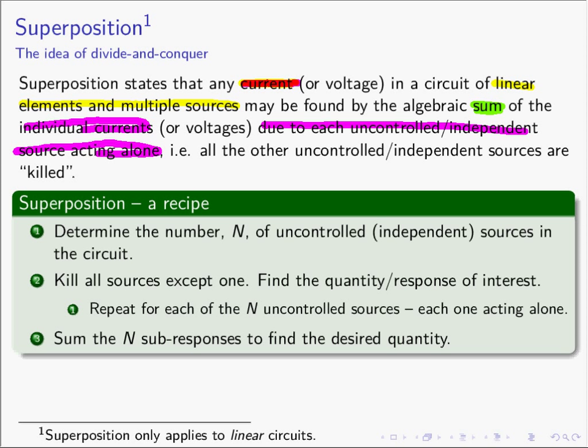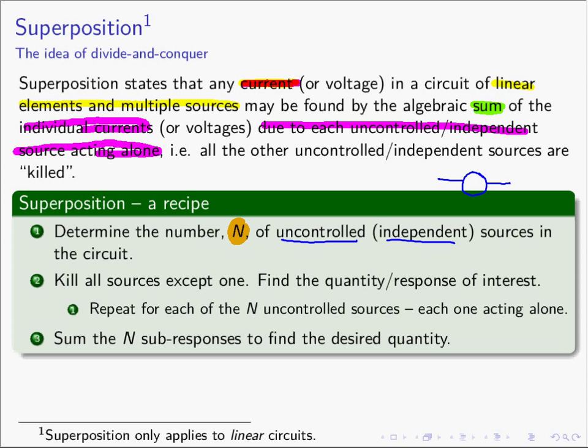So as more of a recipe or an algorithm for you, this is how we are going to apply superposition to circuits. The first thing we're going to do is find the number of uncontrolled or independent sources in our circuit. Now remember, this is going to be uncontrolled, independent. These are the sources that have a round circuit symbol, all right? Not the diamond-shaped ones, but the round ones. So determine how many of those we have in our circuit.